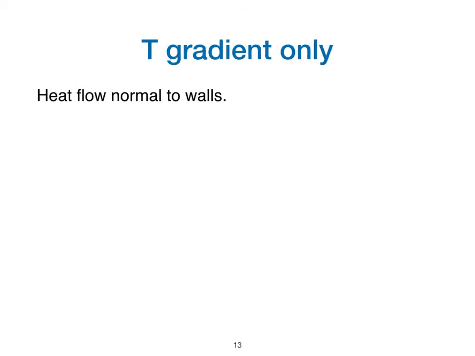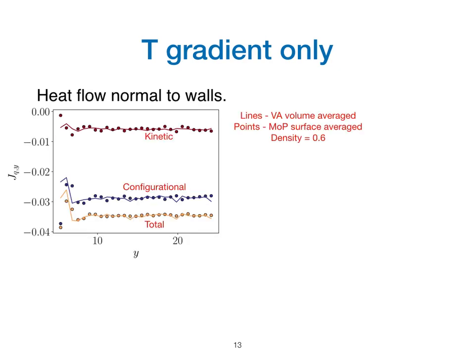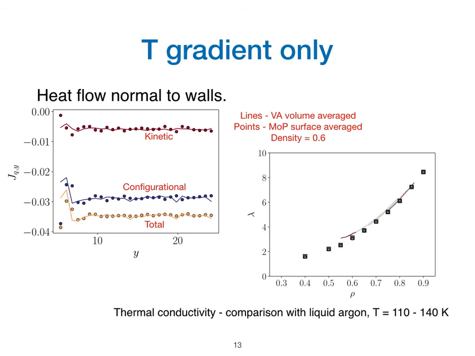So when we have the temperature gradient only, we get heat flow that's normal to the walls, and we can evaluate the kinetic and configurational parts of the heat flux vector independently, and then add them up to get our total heat flux vector. You'll see that the lines represent the volume averaged heat flux, and the points represent the method of planes or surface averaged heat flux, and they agree very well. So we're pretty sure that our algorithm for determining the heat flux vector is correct.